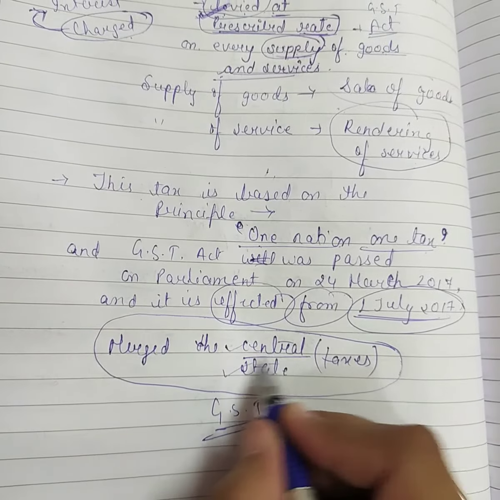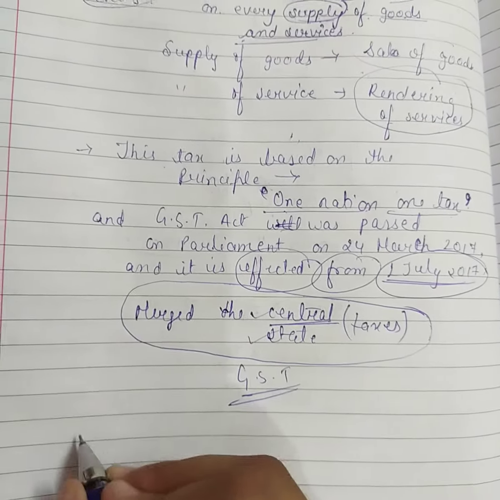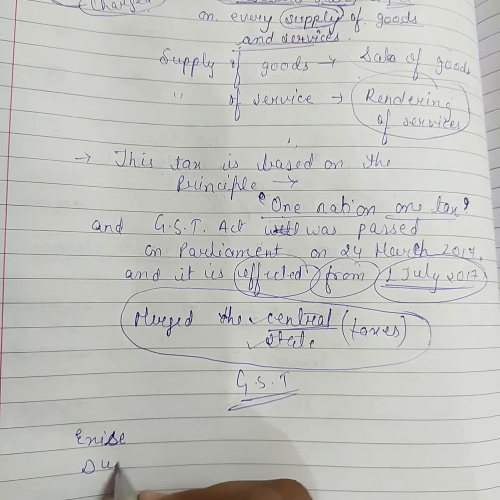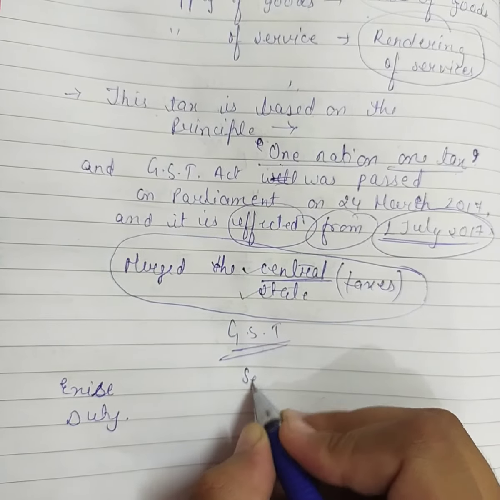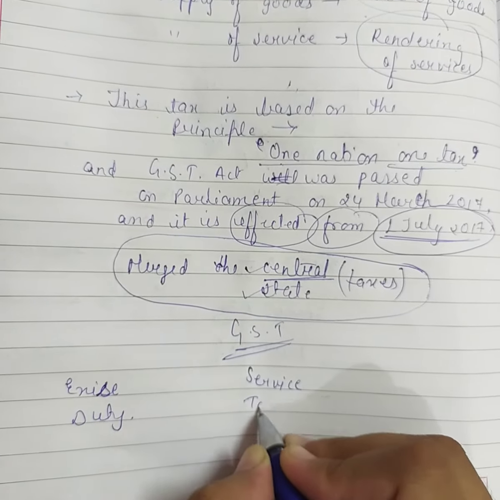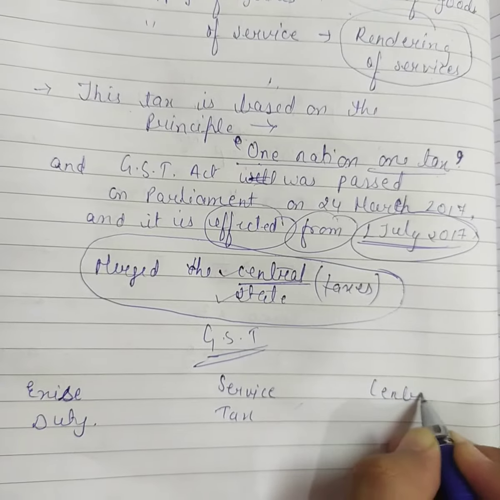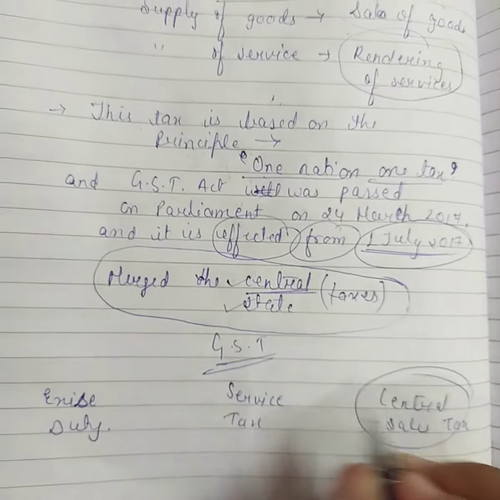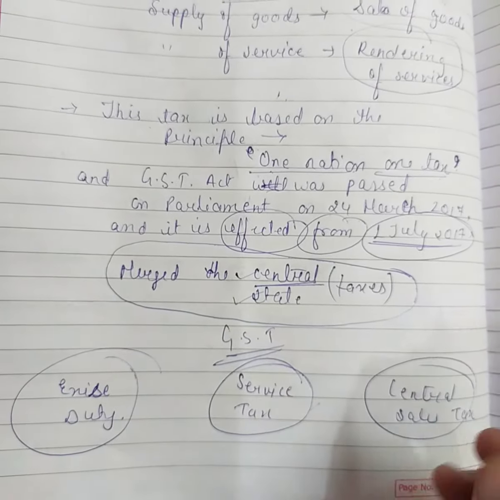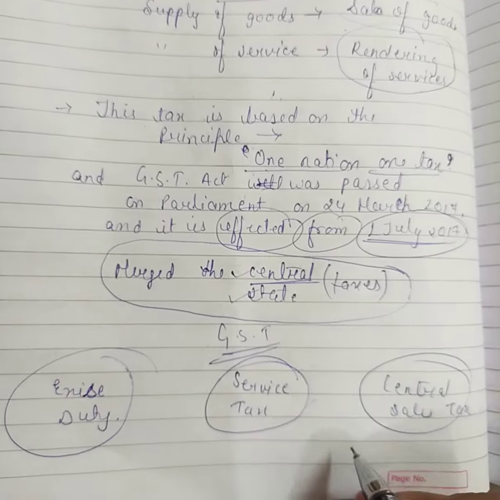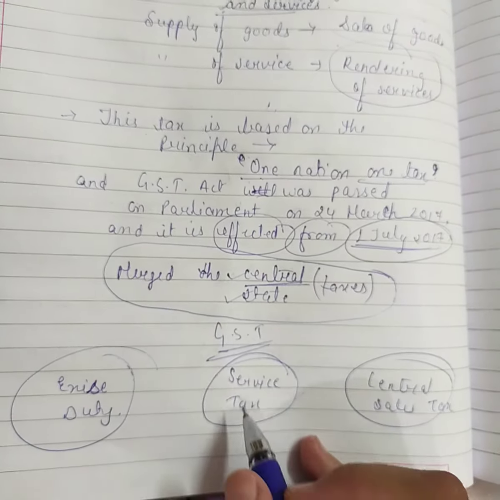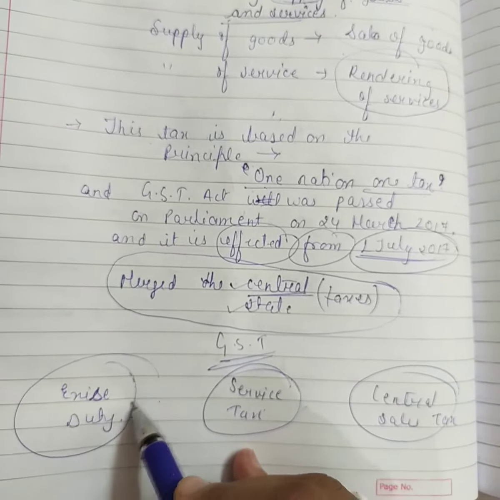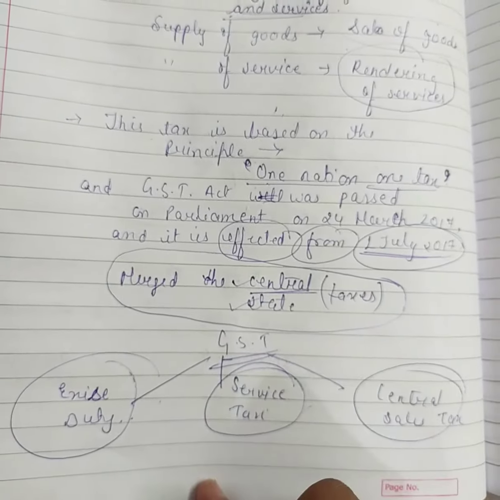So if we are talking about central taxes, then it was excise duty, service tax, and central sales tax. So before GST, these taxes were levied by the government on the public. Excise duty, service tax, central sales tax, now all these taxes are merged into GST.